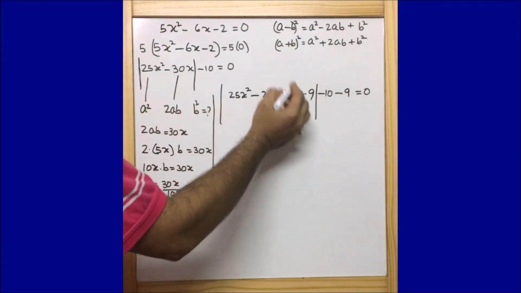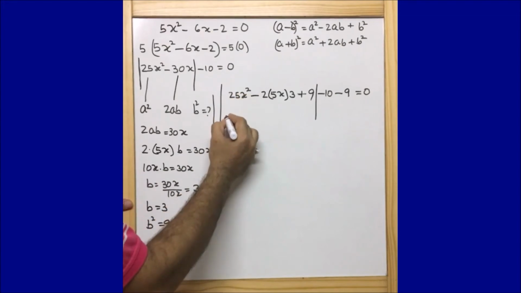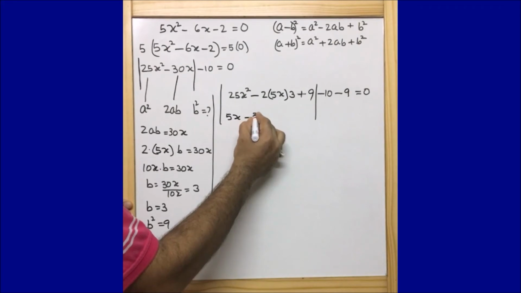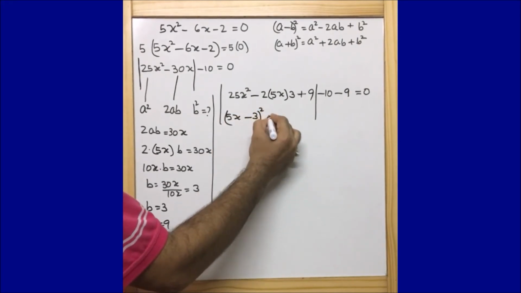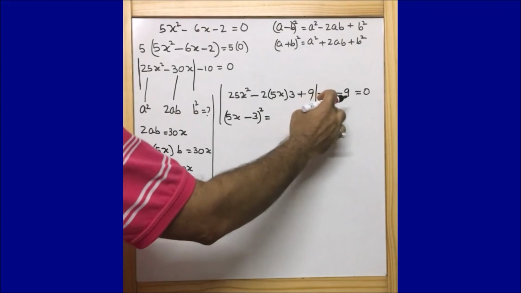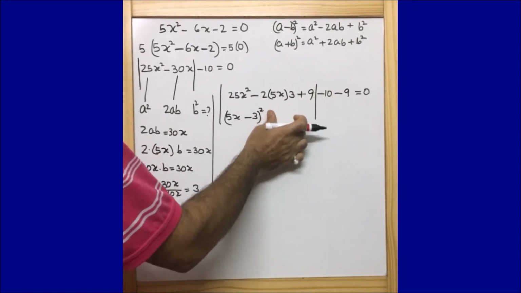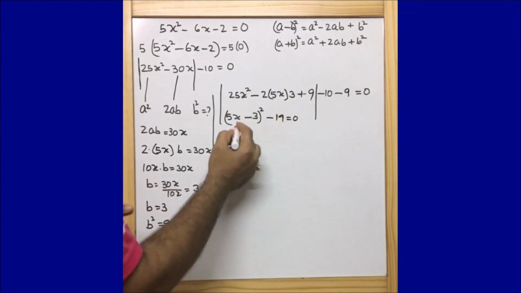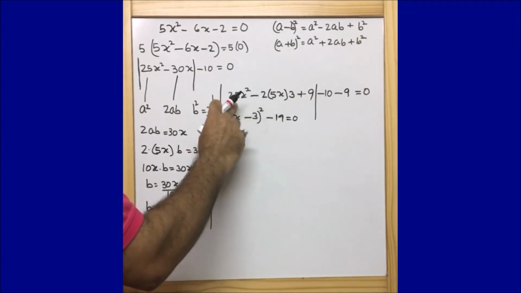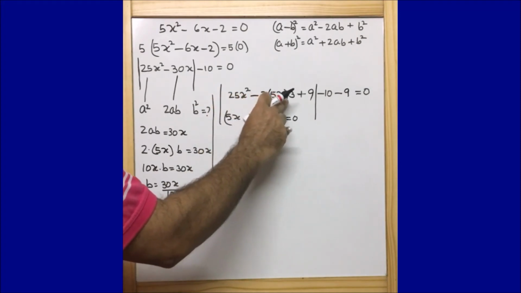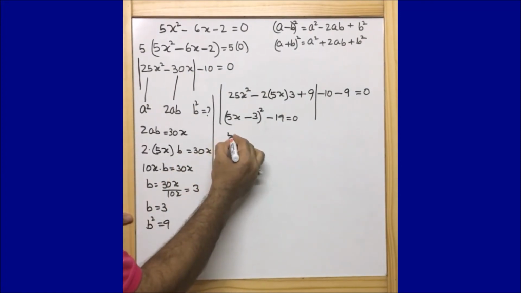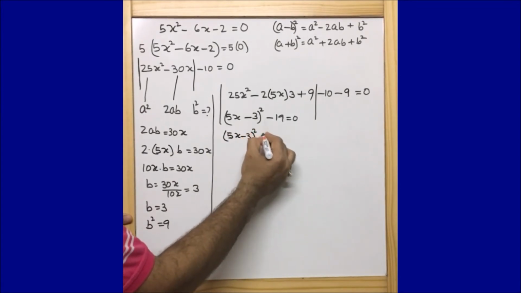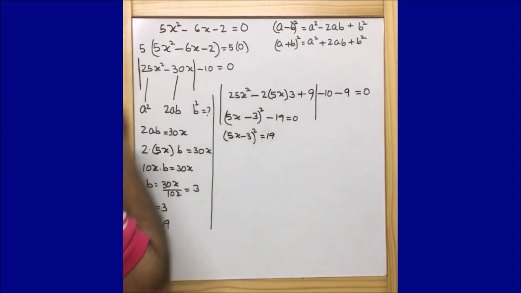Now this expression I can write as a minus b whole square. So here a is 5x, minus b is 3, whole square, and then minus 10, or instead of that I will take one more step, I can write minus 19 is equal to 0. So 5x minus 3 whole square is nothing but 25x to the power 2 minus 2 into 5x into 3 plus 9. Or I can say 5x minus 3 whole square is equal to 19, just moving 19 to the right side.